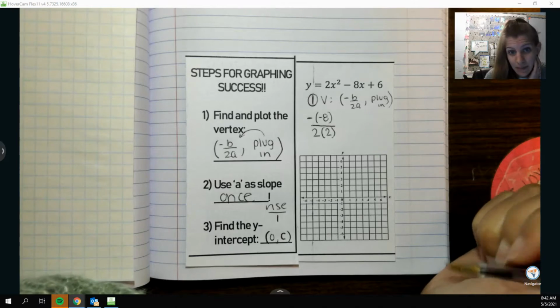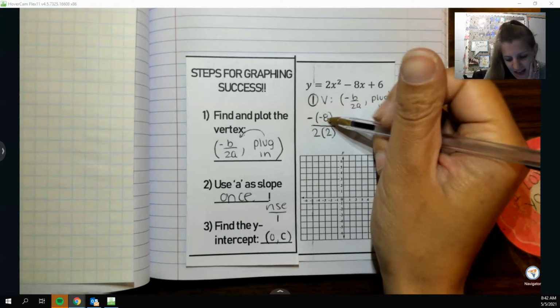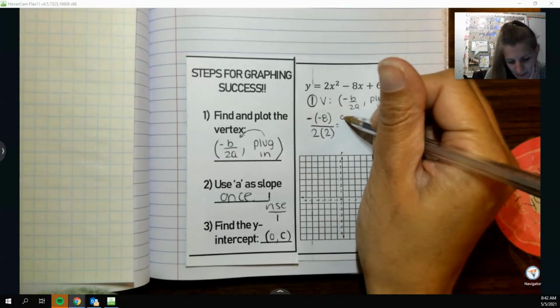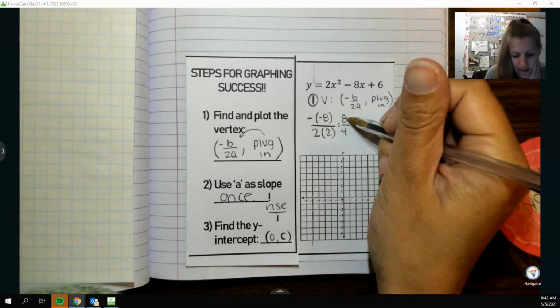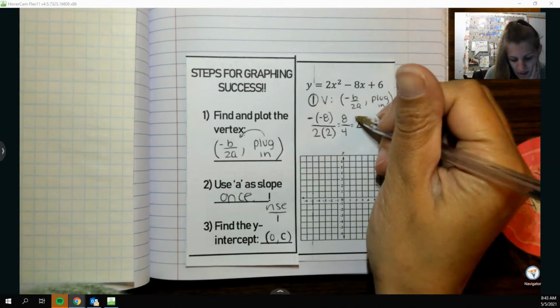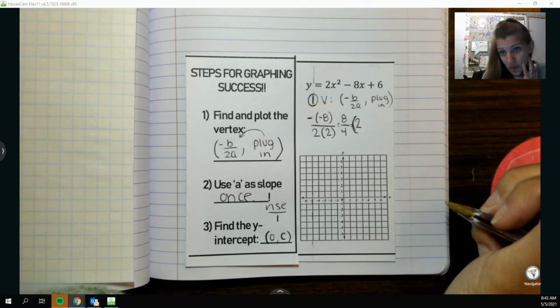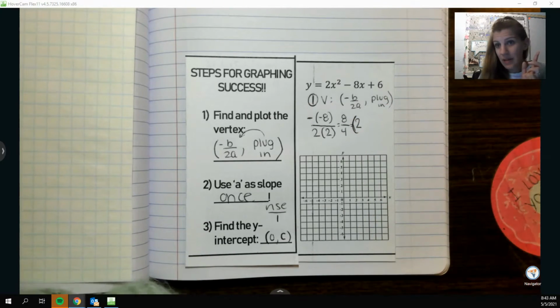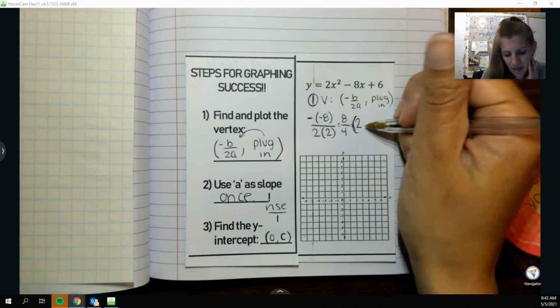I wrote this way too big. Oops. So when I do that, negative negative makes it a positive. 2 times 2 is 4, and 8 divided by 4 is 2. So I can see that the x value of my vertex is 2, which is also where your axis of symmetry is, so that's nice.